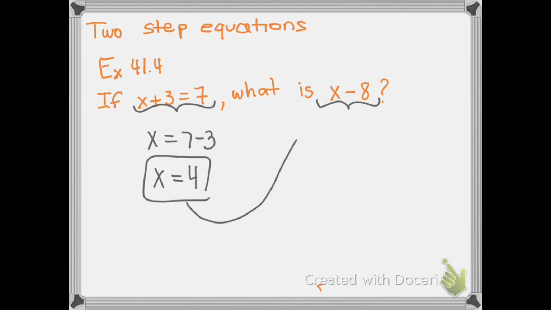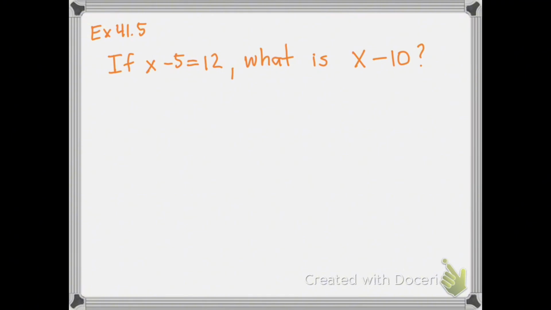Now the question is, what is the value of x minus 8? And I already know what the value of x is, so I can change it for 4 minus 8, which is negative 4. And that's our answer. Let's do one more. Why don't you stop the video, try to do it by yourself, and then check with my process. So in this case, the negative 5 is subtracting, so it's going to come here to add. And so x equals 17.